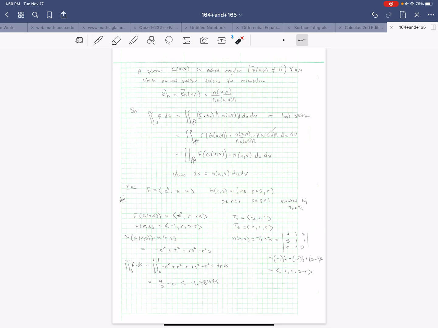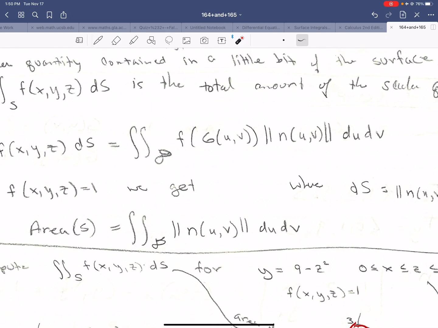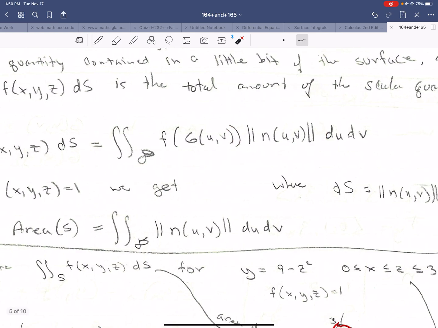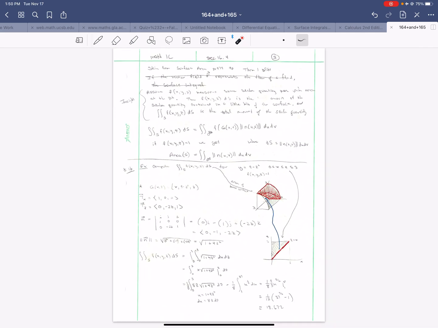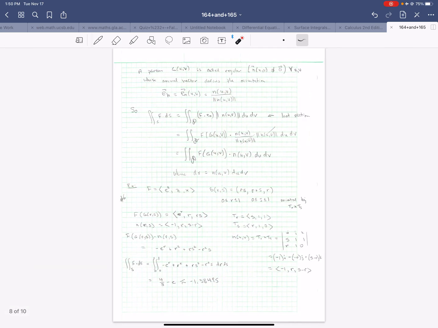And that's because in the regular parameterized surface integral, you always have that magnitude in there. And that magnitude is the square root of something squared plus something squared, and so on and so forth. So you'll always get a square root in there. So this is a lot easier to compute.